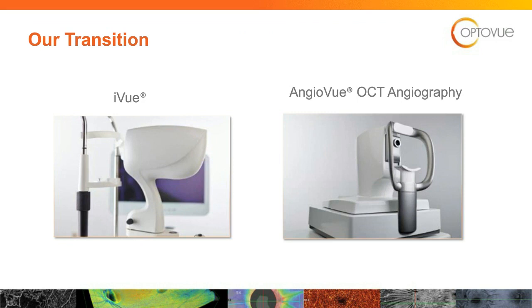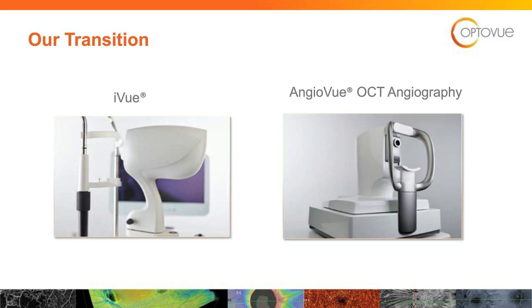I don't want to get too far down into the weeds on how these instruments work, but the iView scans at about 26,000 scans per second. So when the technician or a staff member is acquiring the image and saying to the patient, hold your eye still, hold your eye still, for every second they're doing that, there are 26,000 scans.